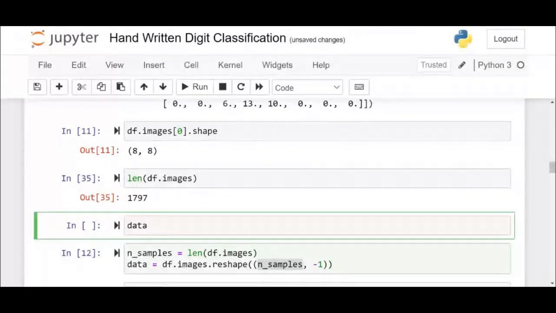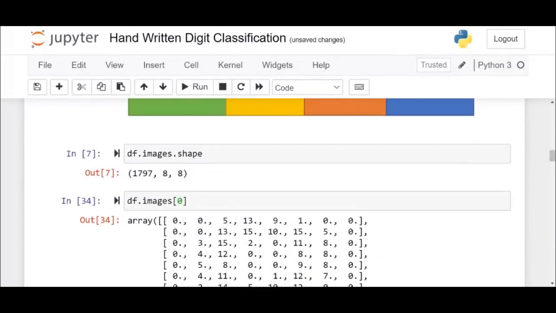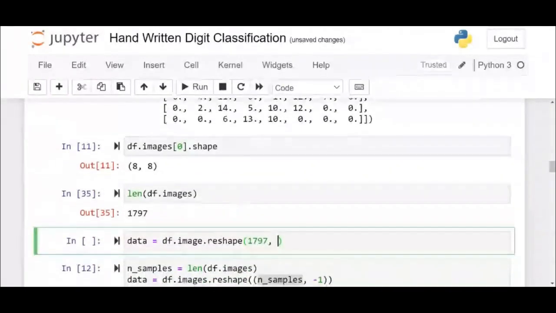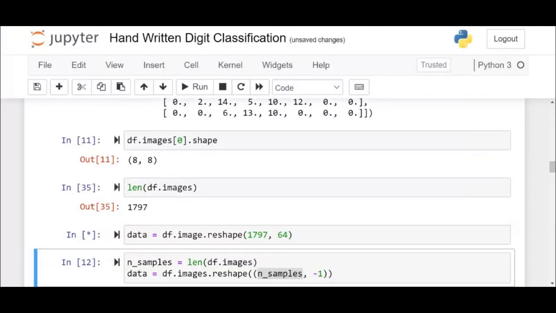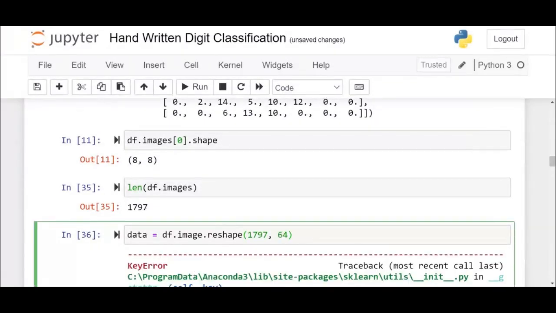my data is equal to data frame dot image dot reshape, into how many rows? 1797, because there are 1797 rows. The columns you decide. After flattening there are 64 columns, since the images are 8 by 8. So either I write 64 here, or if you don't want to, I write -1. That is how it will work.